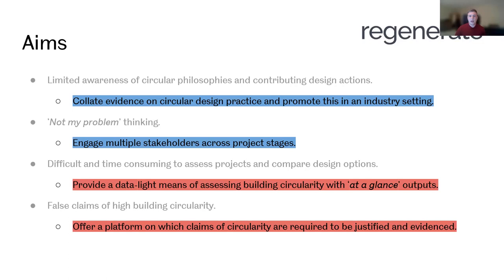And now I should pass over to Will, who will give you a brief overview about the tool and how it works and why it is set up the way that it is.